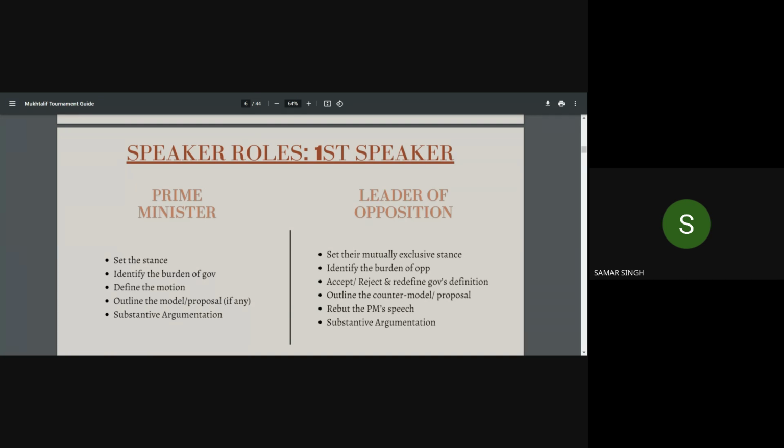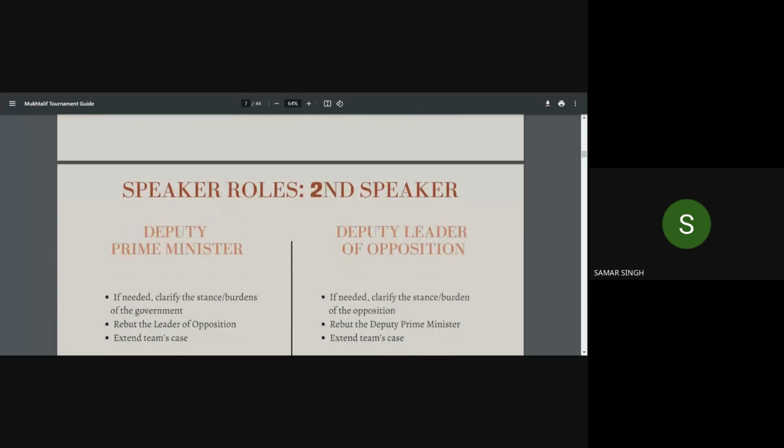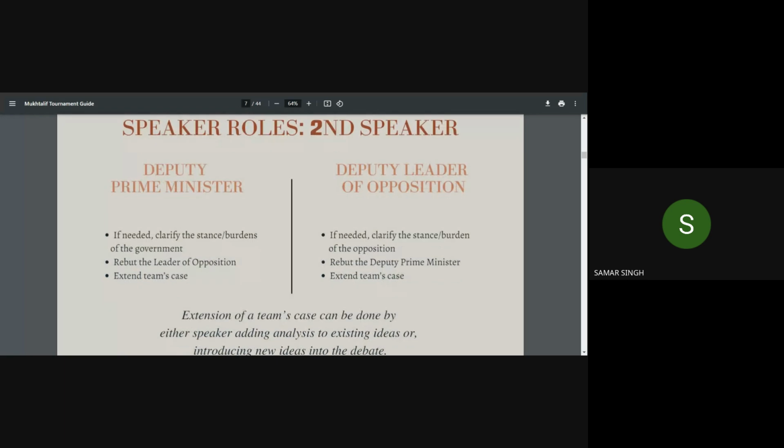Yes, Shambhavi. Sir, please can you explain the meaning of substantive argumentation once again? Substantive argumentation is basically giving arguments after you have given a foundation of a debate. Substantive means that something comes after something else. So yeah, argumentation is basically giving argument in simple words. Thank you, sir. I guess I will take more questions later because we'll have to finish all these speaker roles.